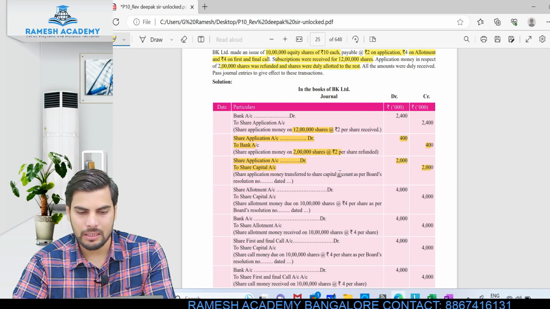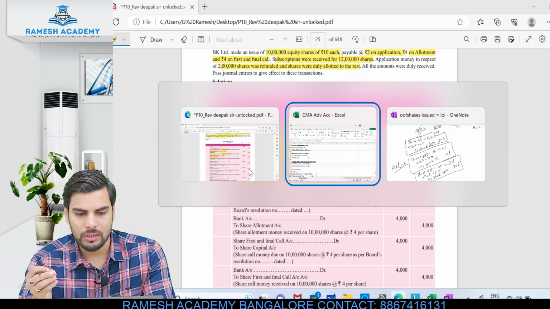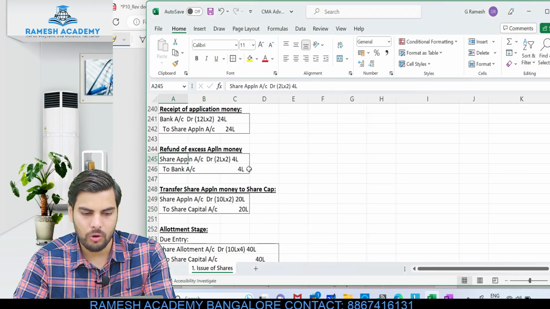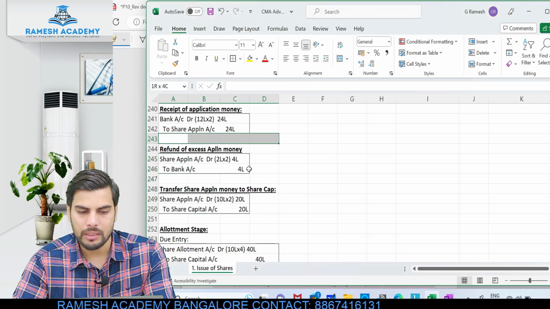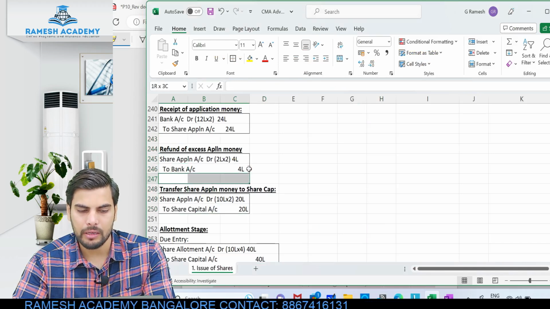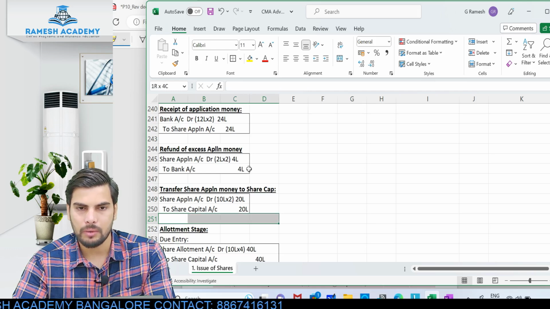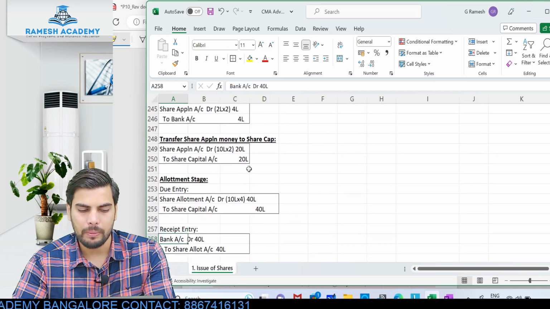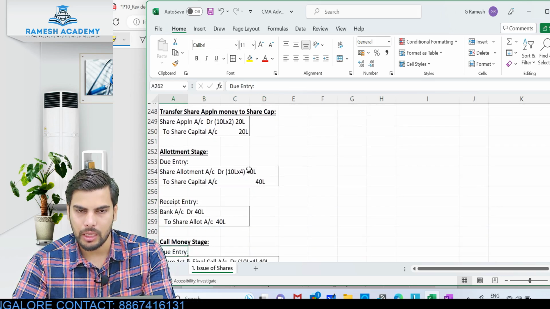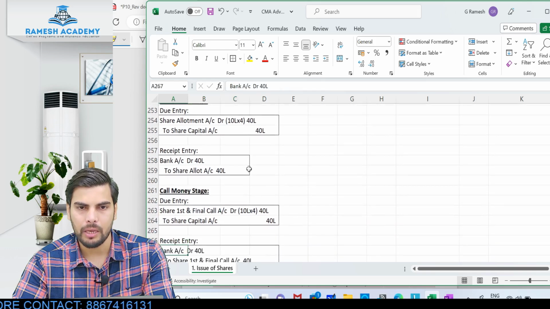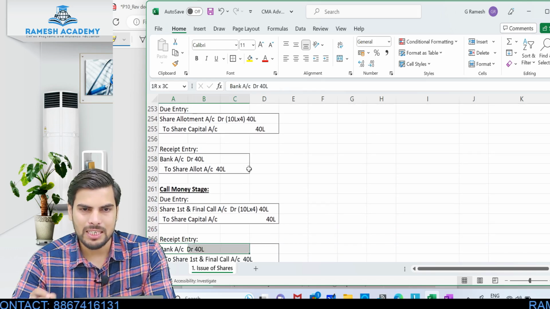And again in the examination, make sure you write the narration. Whatever the transaction, you can pass the narration. Suppose I want to pass the narration for this: being receipt of application money, being refund of excess application money received, being transfer of application money to share capital, being allotment money due, being receipt of allotment money, being call money due, being receipt of call money. If you just mention a simple narration, that would be self-sufficient, or more than sufficient.